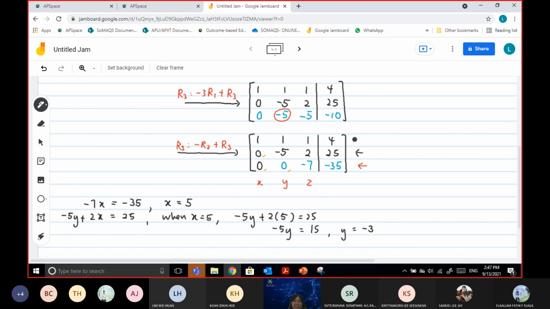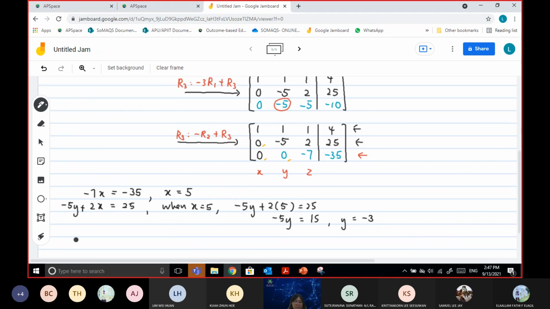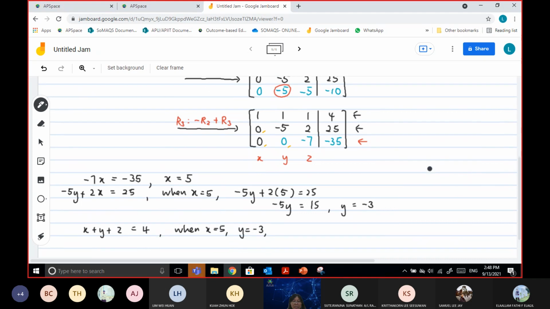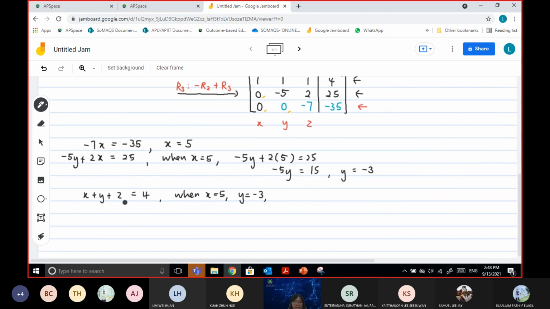Then next, come to the first row. The first row has the values 1, 1, 1 equals 4, which is x plus y plus z equals 4. So let's substitute x equals 5 and y equals negative 3 that you obtained earlier. Then it will become 5 plus negative 3 plus z equals 4. 5 minus 3 is 2. So z equals 4 minus 2. So you get 2.